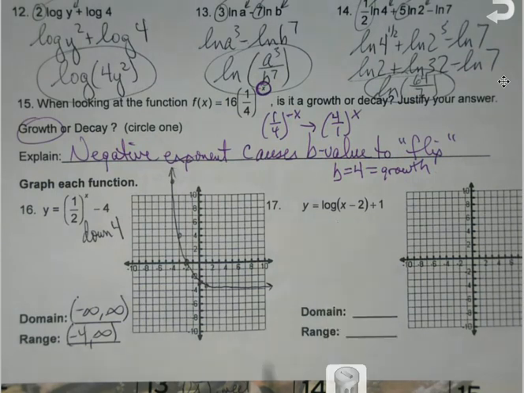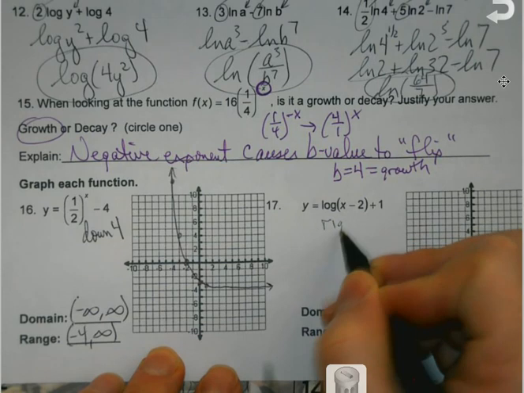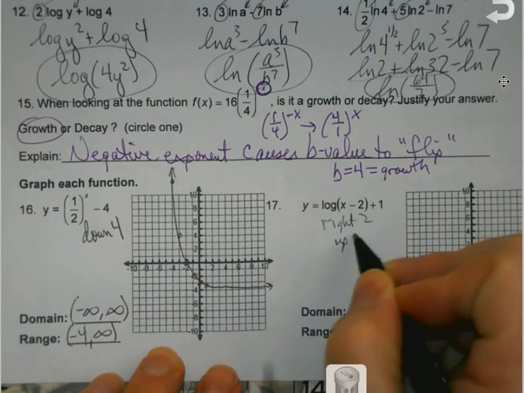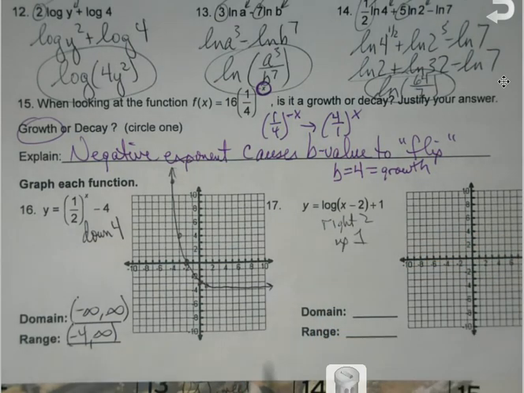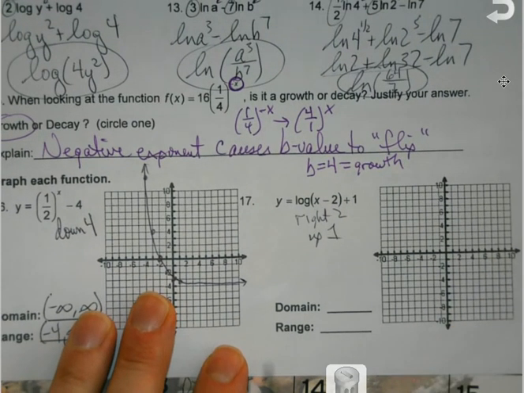17, again with the logarithms, we've got our base points, but again, what are my shifts before I start? Let's see here. I'm going to go right 2, and I'm going to go up 1. Now, can I just plug this into the calculator? Sure, but remember we talked before about having base points and shifting them.